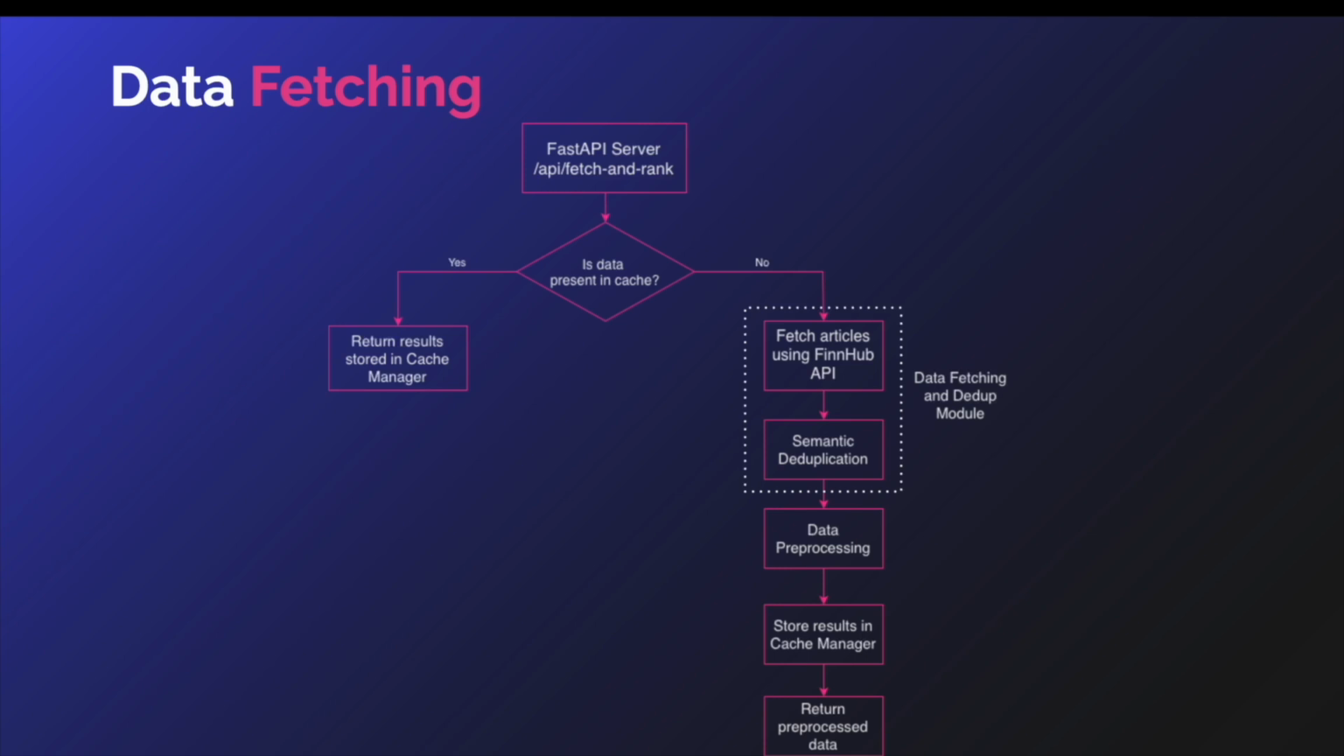Once we have these embeddings, we have used agglomerative clustering to cluster the similar articles based on their cosine similarities. Then we have taken representatives of each cluster to get the unique news articles. These unique news articles are then passed on for data pre-processing. The final results are stored in our cache manager and the pre-processed data is returned.